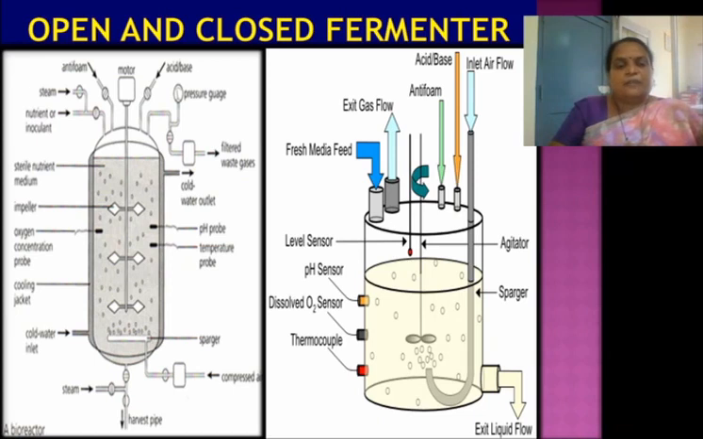In the closed fermenter also you can see the sparger, pH probe, temperature probe, cold water outlet, cold water inlet, then the provision to remove the filtered waste gases, pressure gauge, acid or base adjustment for pH, impellers, antifoam reservoir, antifoam addition, inoculation point, etc.